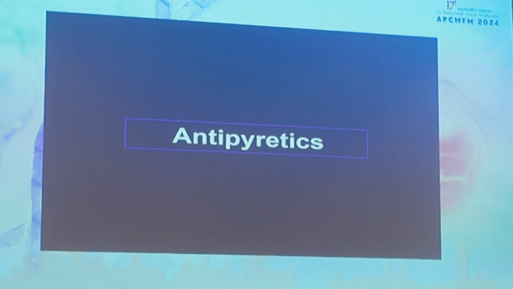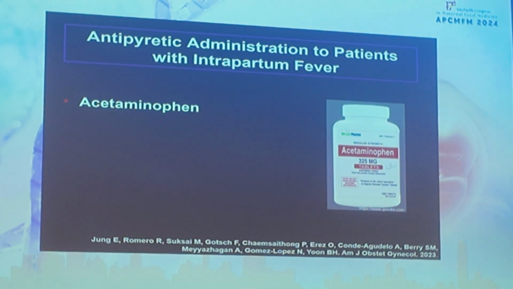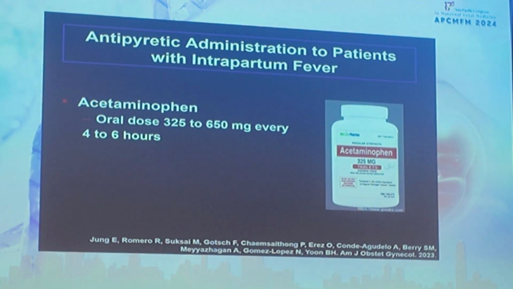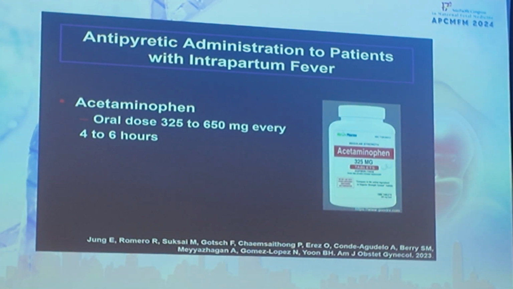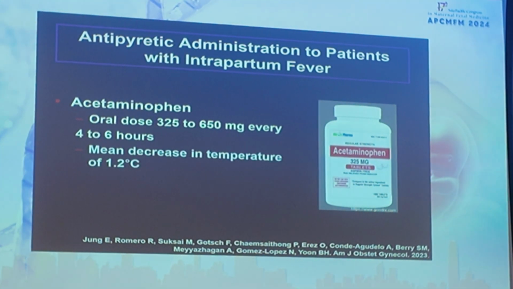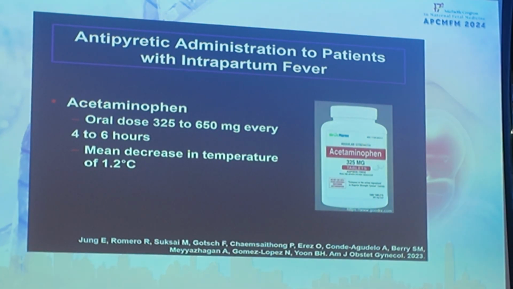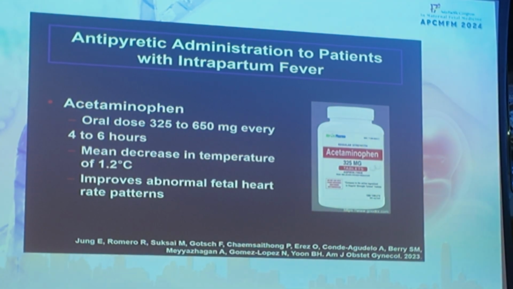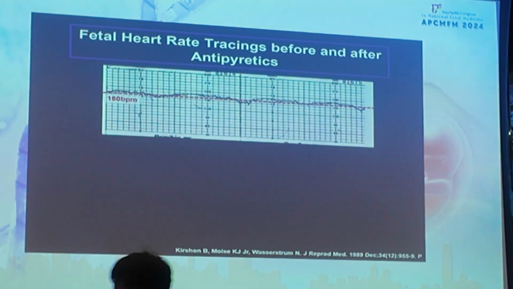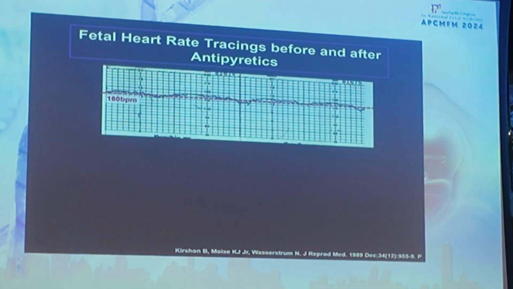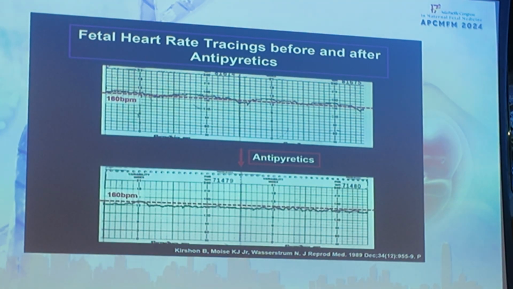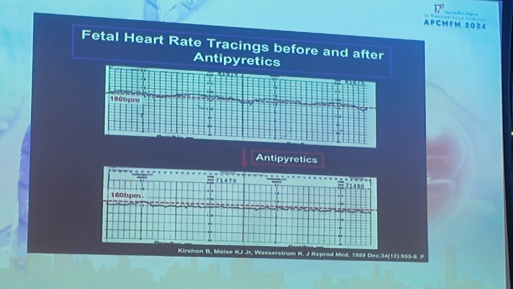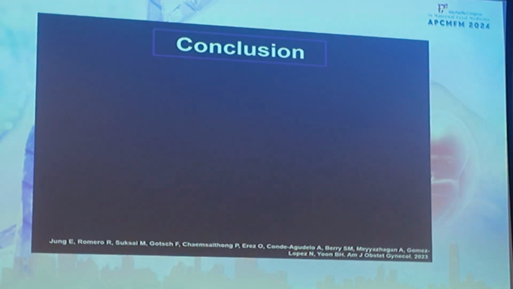Antipyretics: if the patient has a sustained fever, the fever is very high, one of the alternatives to consider is acetaminophen. The dose is 325 to 650 milligrams every 4 to 6 hours. This generally results in a mean decrease in temperature of 1.2 and generally improves fetal heart rate patterns. And here is a patient with fetal tachycardia. After the administration of antipyretics, you see an improved fetal heart rate.